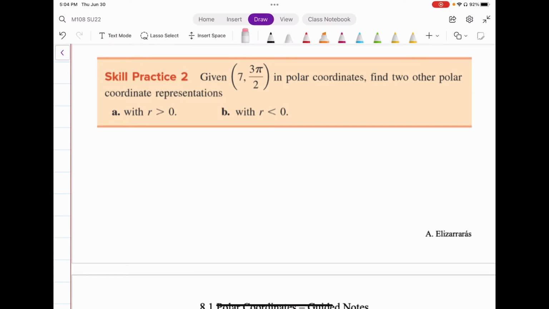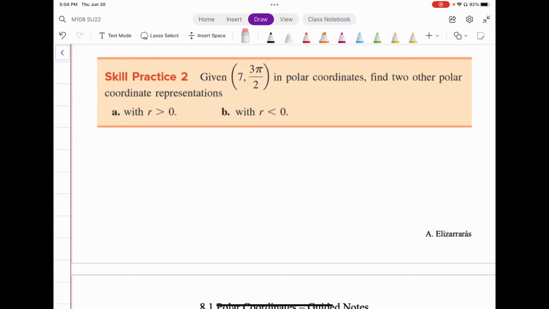We're given that r equals 7 and theta equals 3 pi over 2, and we want to find 2 other polar coordinate representations with r being positive and with r being negative. So with r being positive, then we're adding 2 pi or we're taking away 2 pi to get the same identical points. You can add multiples of 2 pi, whichever version you want. I'm just going to add 2 pi and take away 2 pi.